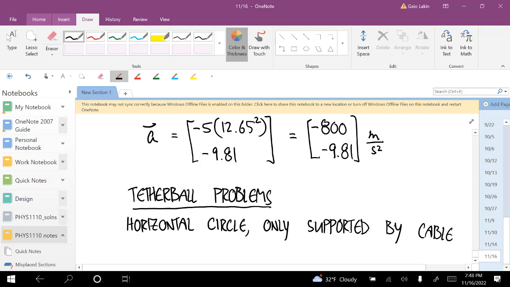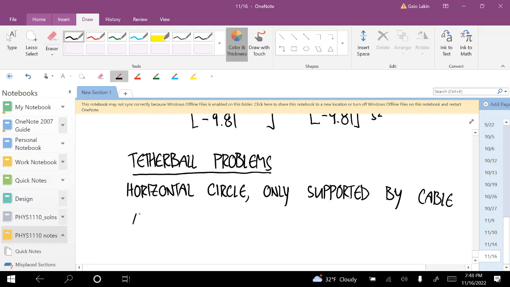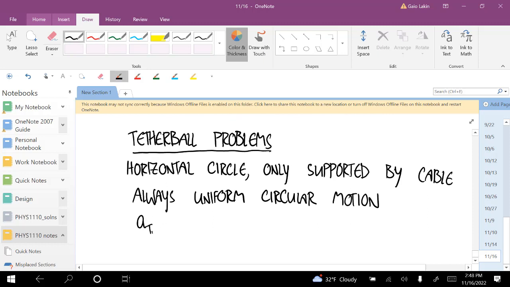And the first thing you need to know about tetherball problems is, with the assumptions that we're making, those are always uniform circular motion. There can never be a speed change. There's no way to make the speed change in this scenario. Okay. So these are always uniform circular motion. That means that the tangential acceleration is always equal to 0. Okay, we never have to worry about that.